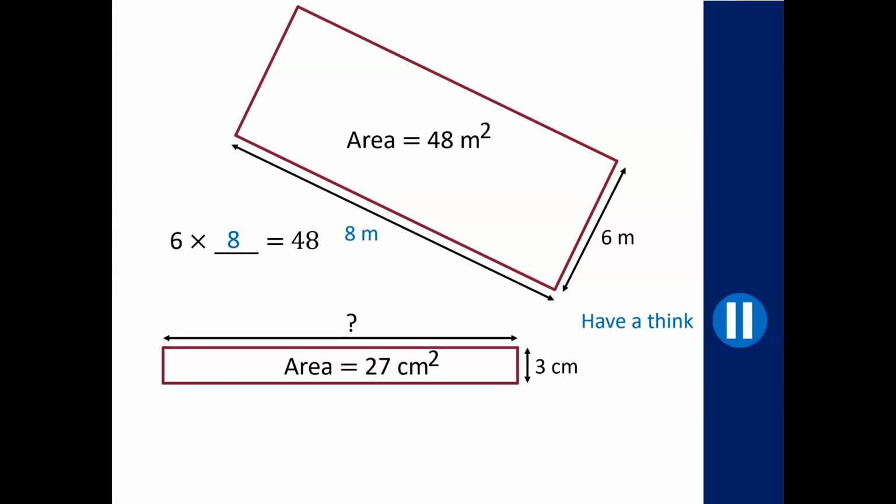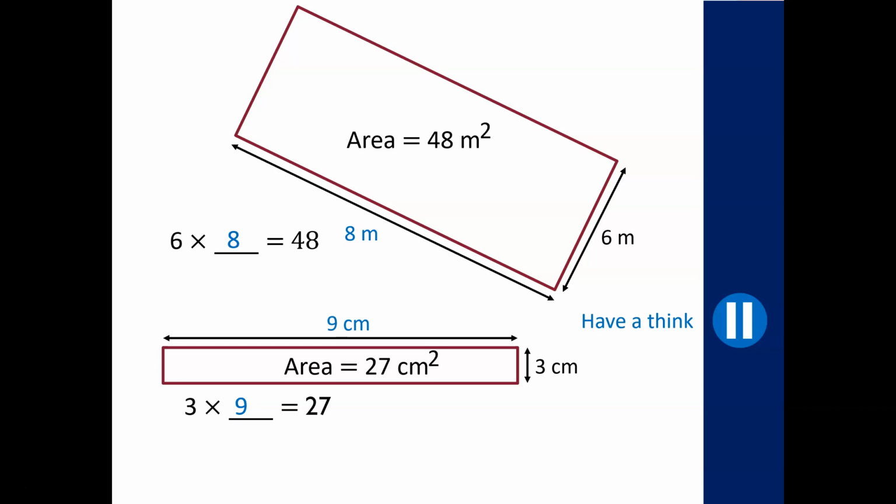Pause the video now and have a go at working out the missing length of this shape. We're told that we have a 3 centimetre length and we've got a missing length. The area is equal to 27 centimetres squared. Well, we know to calculate the area, we multiply two adjacent lengths. So we can write 3 times the missing length is equal to 27. We know that 3 times 9 is equal to 27. So therefore, the missing length of this rectangle is 9 centimetres.